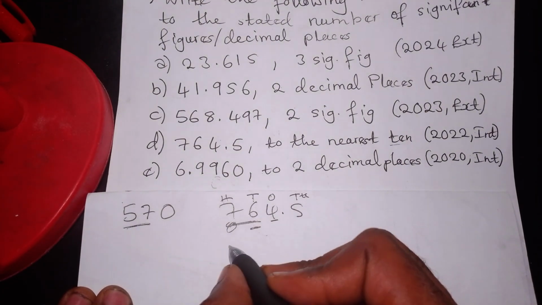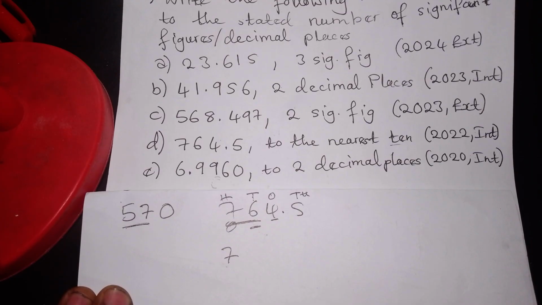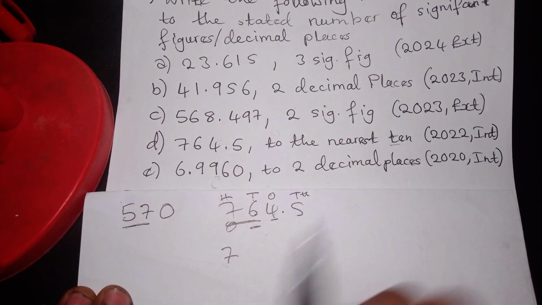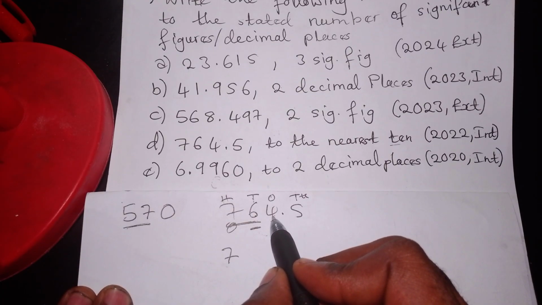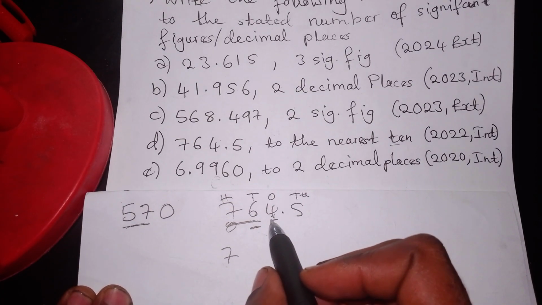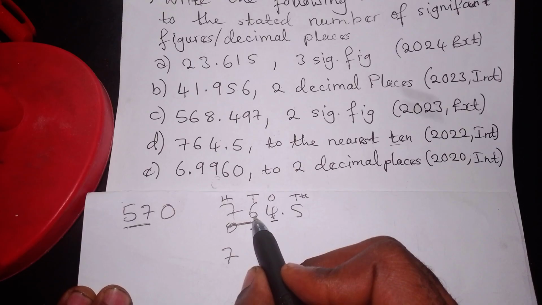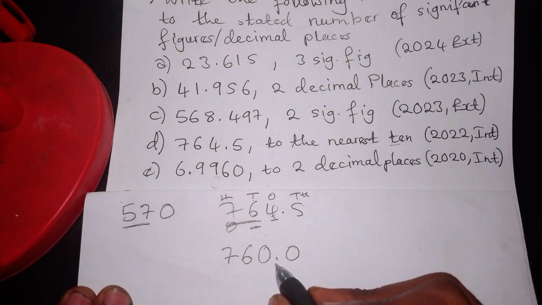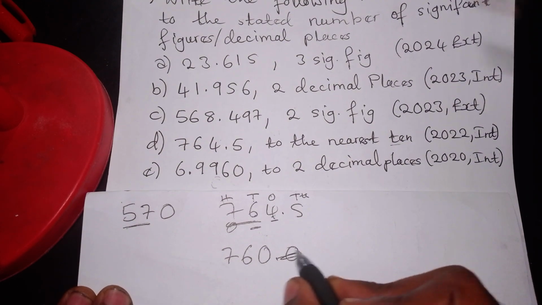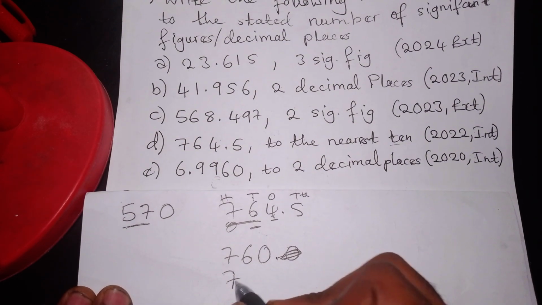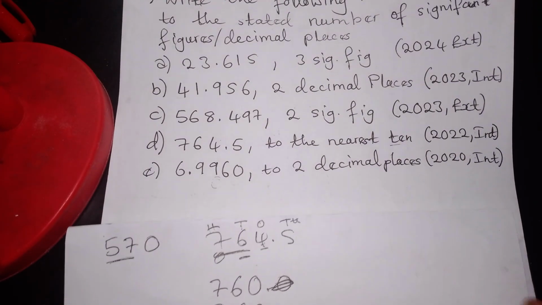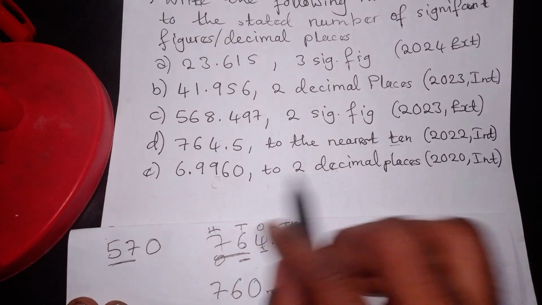So you can write the first digit as it is, but before you write this one, you need to check the number before it. Is this number less than 5? Of course it is, so that means this one will not be affected. It will remain a 6, and then everything else will be a 0. But of course, in a case like this, you don't need this. So this one will be 760, and they're done.